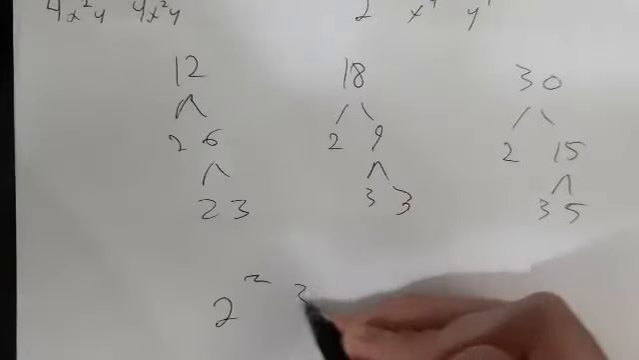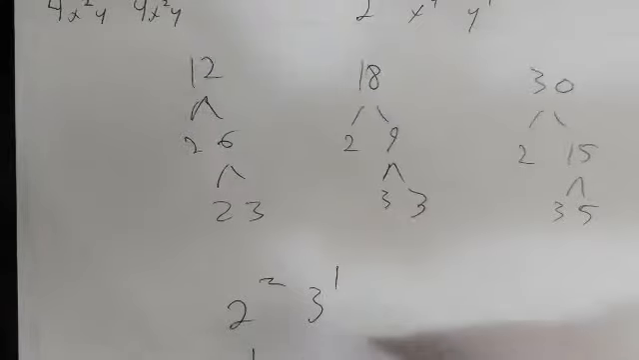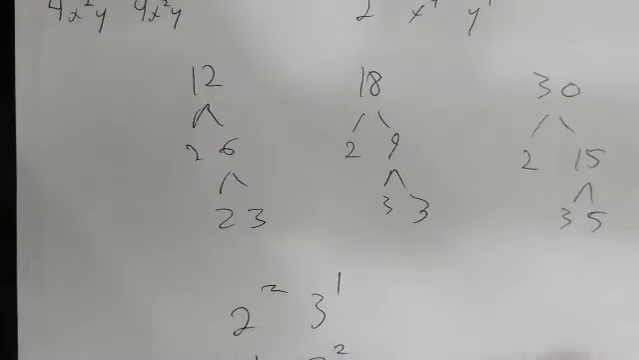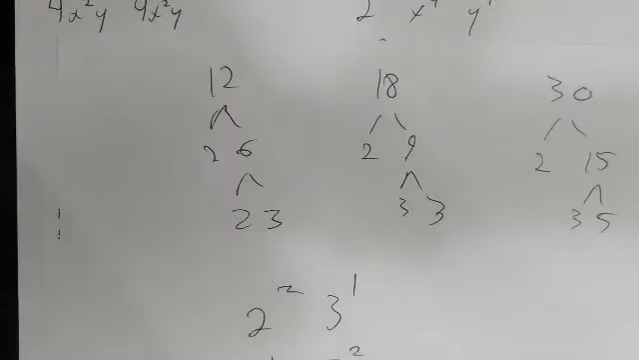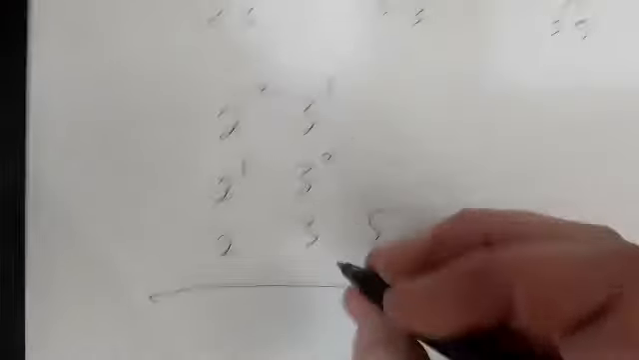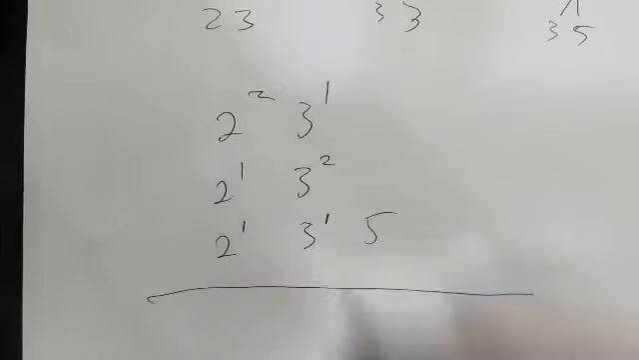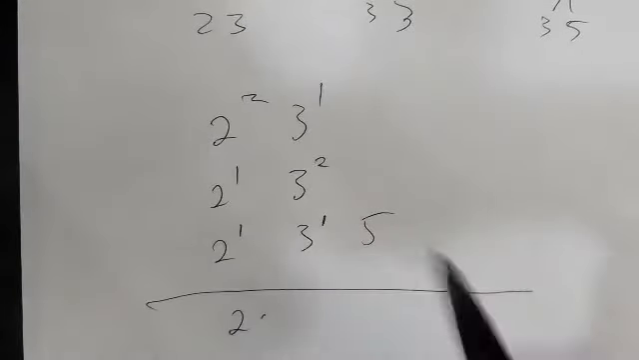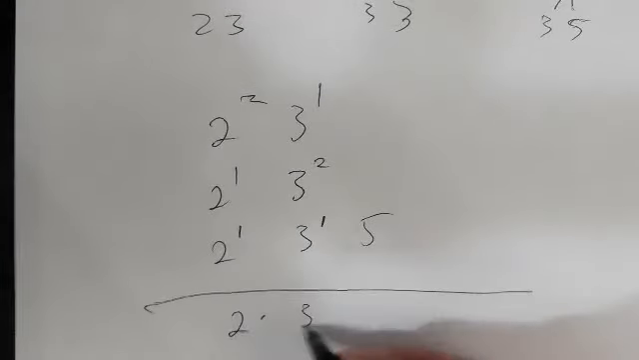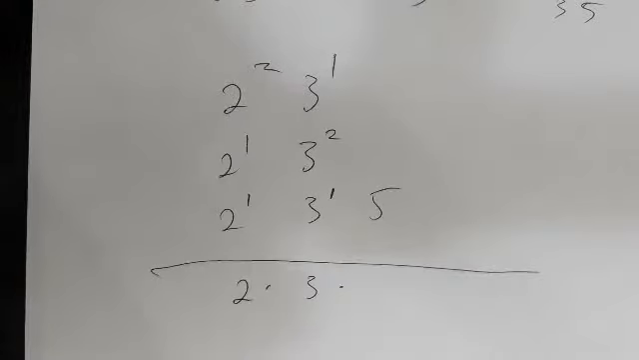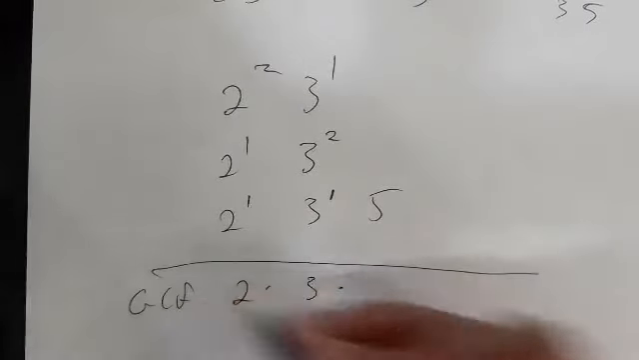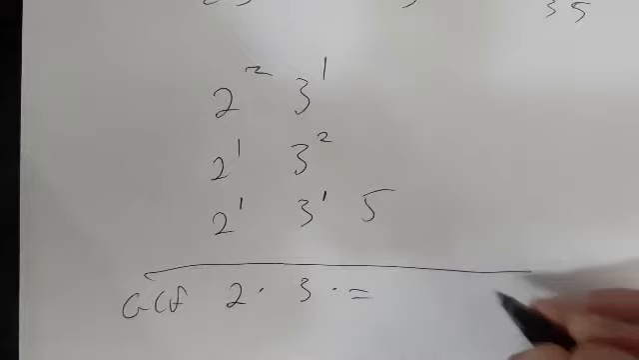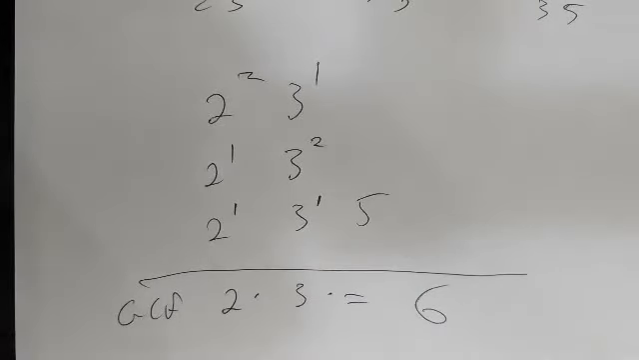So between 2 squared, 3 to the first, between 2 to the first, 3 squared, and between 2 times 3 times 5, we're looking at all these numbers, and we're going to select the least of each. And if we're looking here, we can pull out 1, 2, and we can pull out 1, 3. We cannot pull out any 5s. So my GCF for the numbers should be 2 times 3, should be 6 for the numbers.